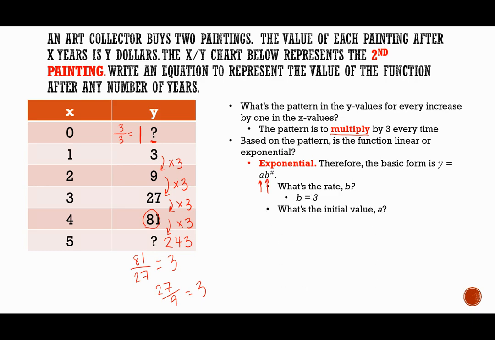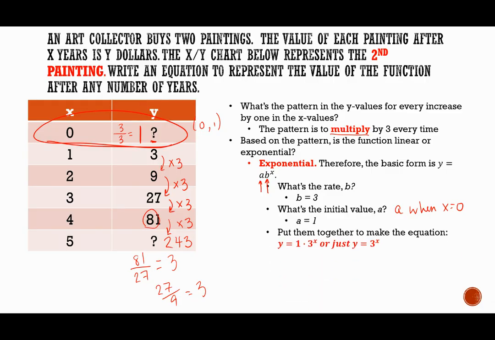So b is 3. That's what I'm multiplying by. What is my initial value a? That's when we have an x value of 0. So that's this ordered pair on the graph, 0, 1. Okay, so I put those two numbers in my formula for a and b, and I can simplify that a little bit, because 1 times a number is that number. So my final result is y equals 3 to the power of x. The value of the painting is $3, multiplying by 3 every year.